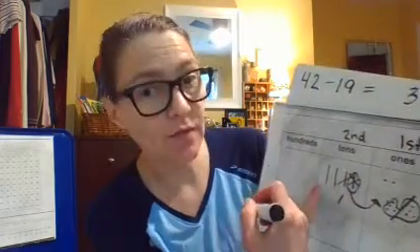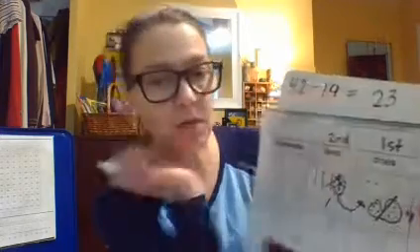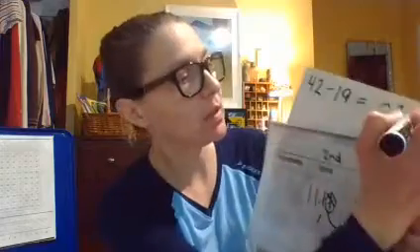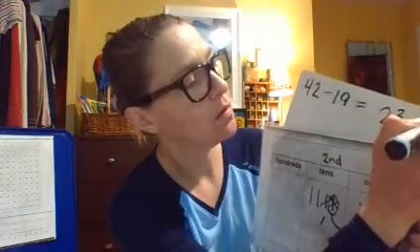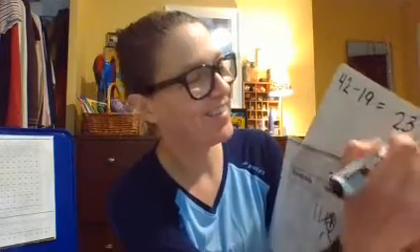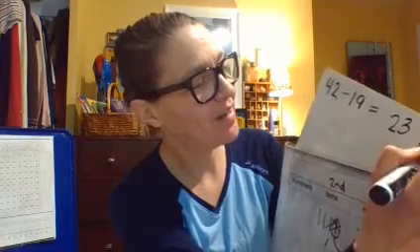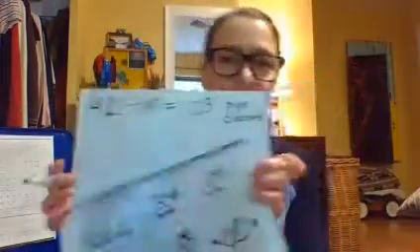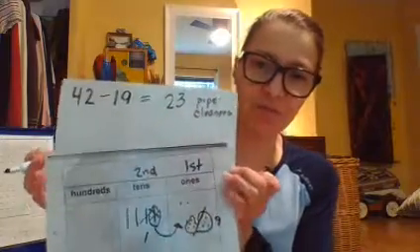Then I count what I have left. I have 2 tens left. So my answer is 23. 23 what? Pipe cleaners. Pipe cleaners are fun. You can make lots of things out of pipe cleaners, especially when you have different colors.